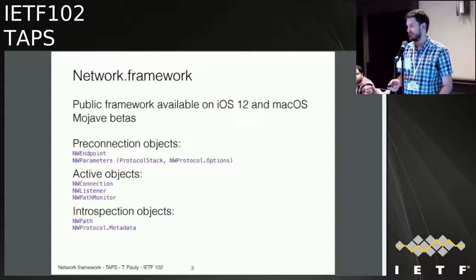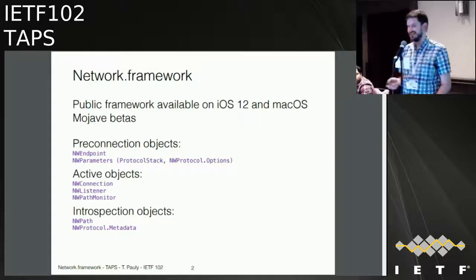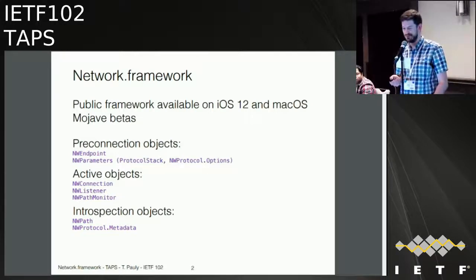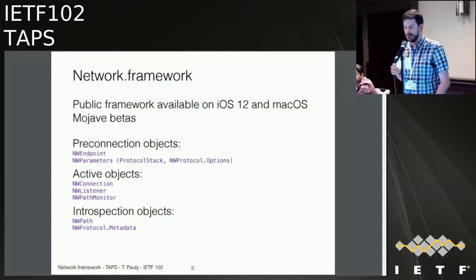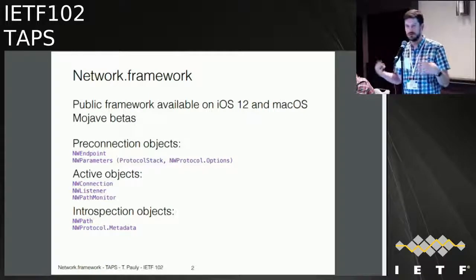The documentation is not very well fleshed out yet, so we're working on that. There are a couple of sample pieces of code though. Just the objects that we're exposing here: we have some pre-connection style objects. We don't have something called a pre-connection, but we have a static endpoint object which can describe a host name, a Bonjour service, address, ports.